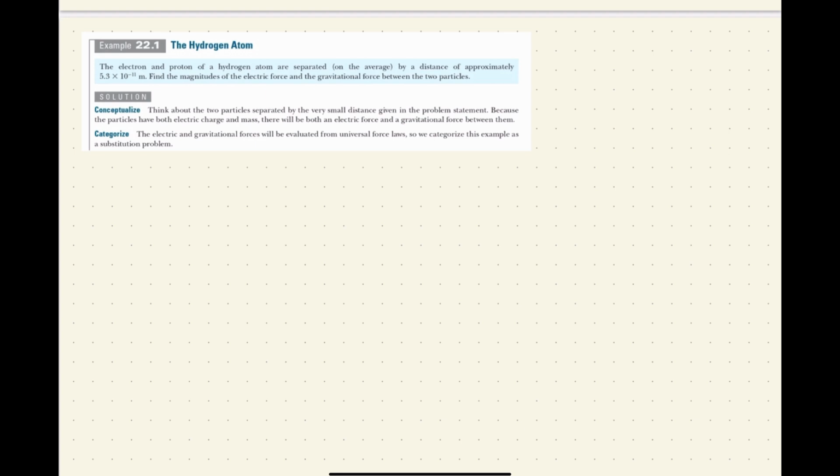All right, solid. So it's nice to start off with a little picture. This is the nucleus, which is a proton, and here we have an electron. This distance here is a distance r, equal to 5.3 times 10 to the negative 11 meters.